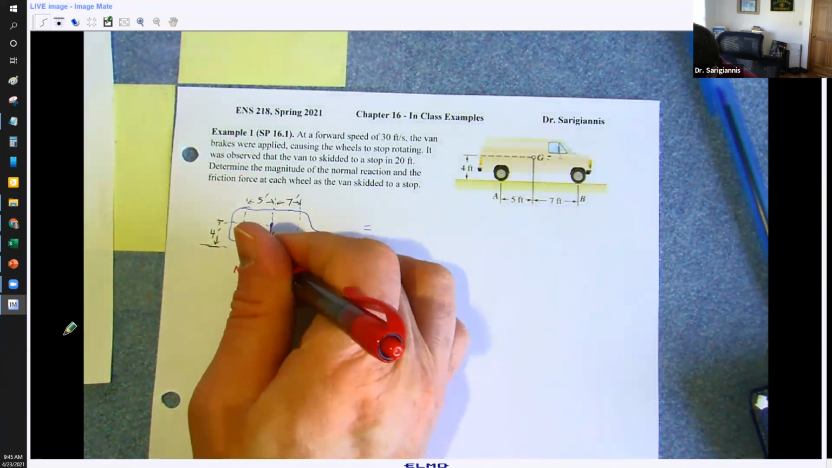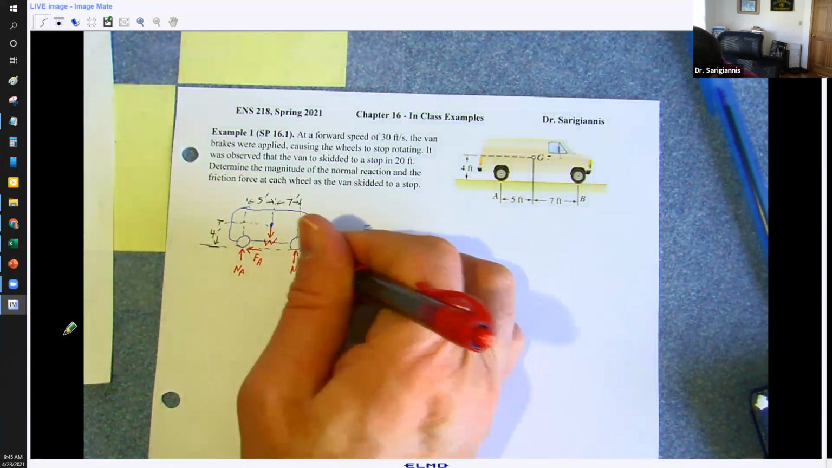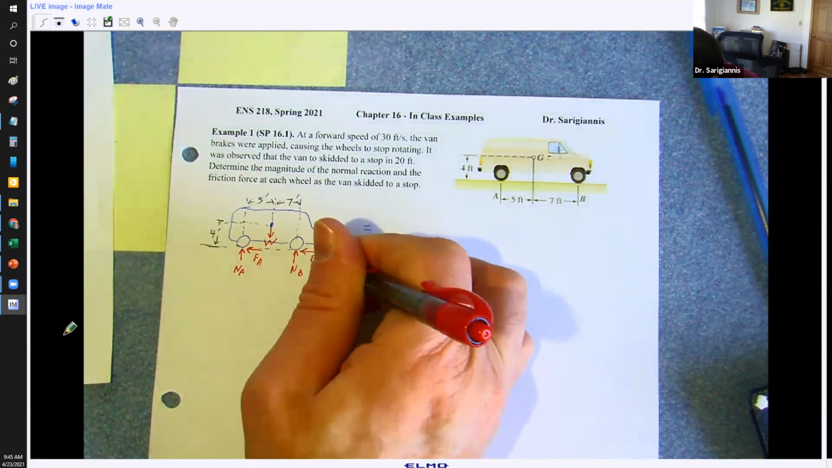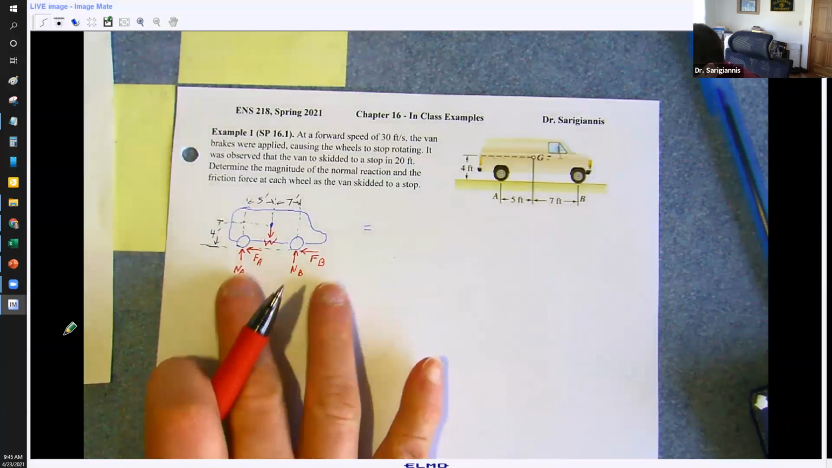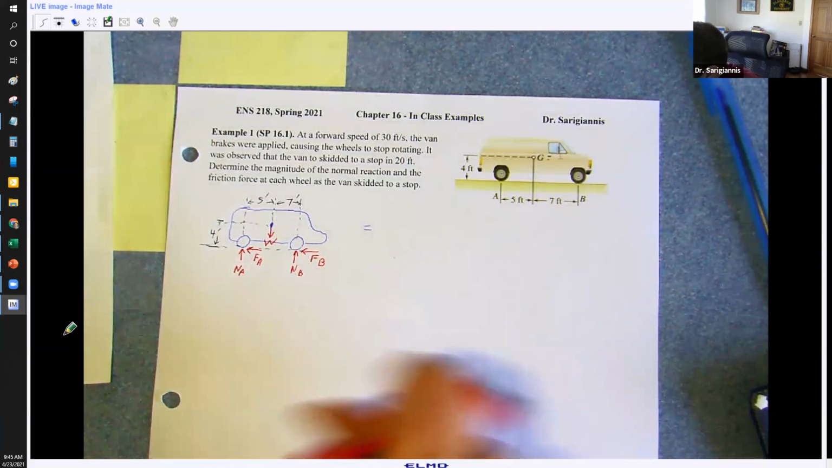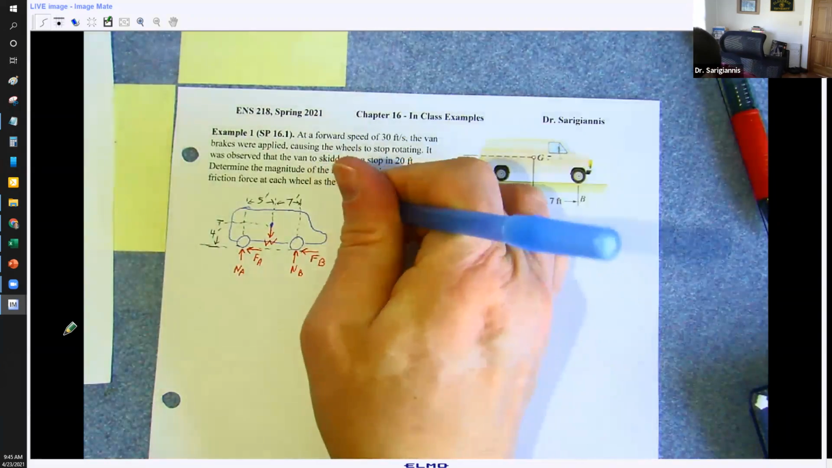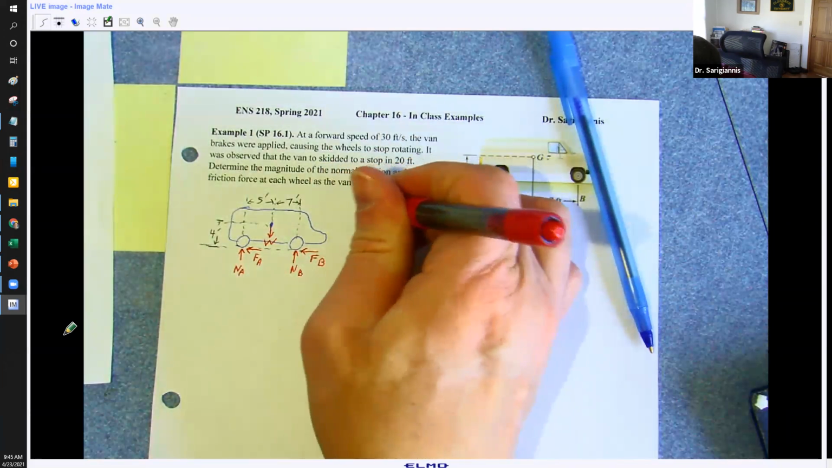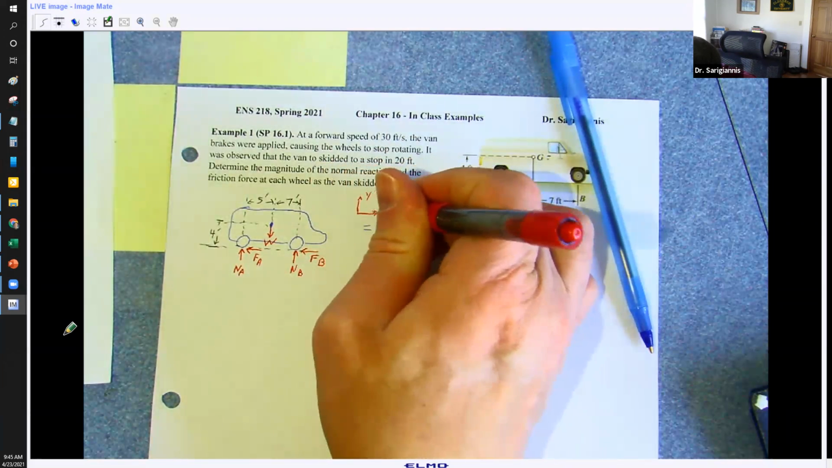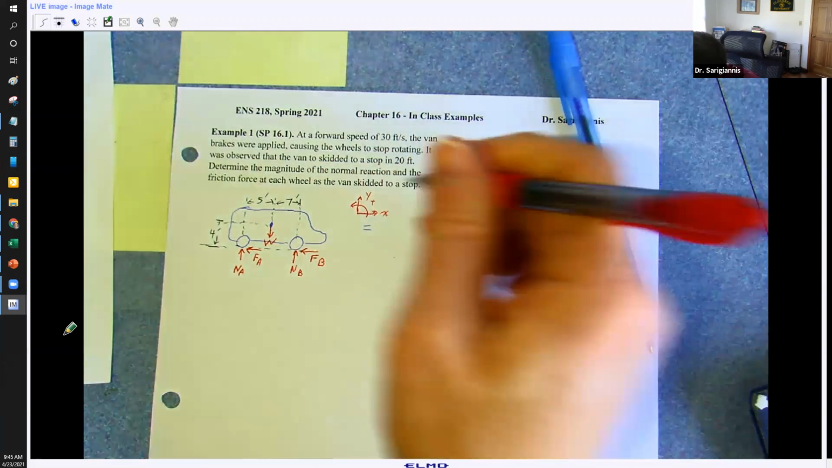This is the force of friction of A acting on tire A and the force of friction B, right? So now we've got all our forces on this thing. We've got the weight, the normal forces, and the forces of friction that are opposing motion, right? And I'll draw our axes in red here. Y direction, X direction. All right, these are all the positives.